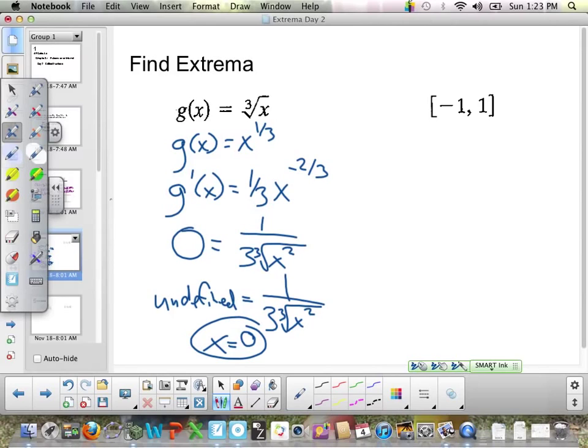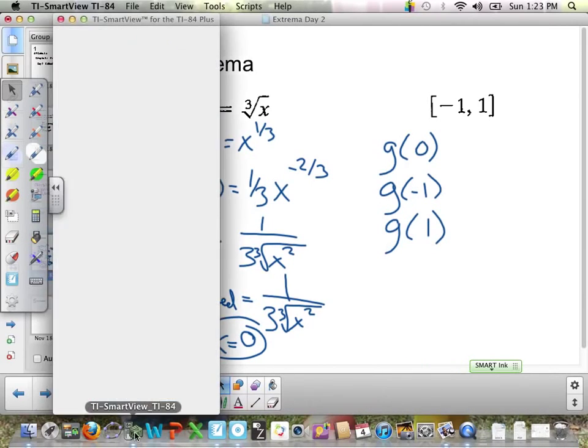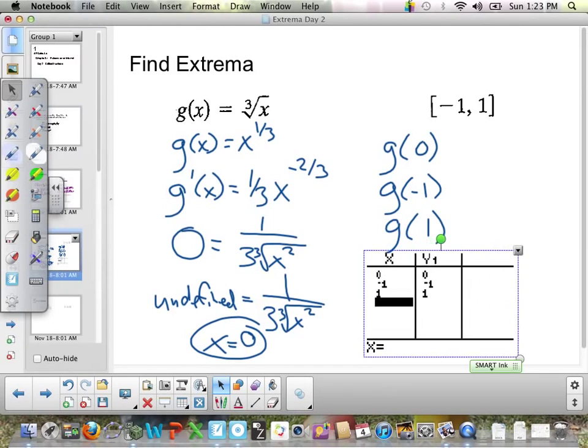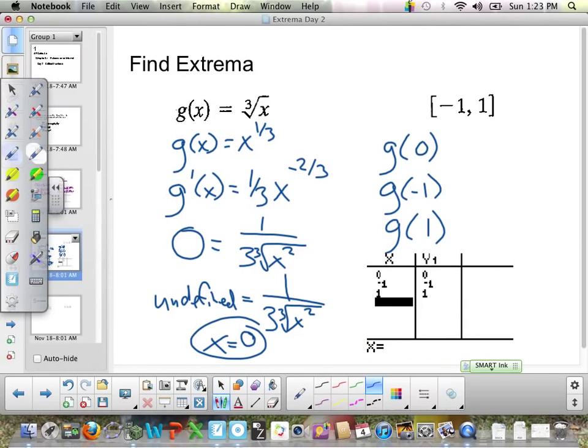0 is in our interval, so we just check our critical number and our two endpoints. So our function is the cube root of x. And we'll look at that on the table, checking 0, -1, and 1. And we can see that our maximum is 1. It occurs at x equals 1. And our minimum is -1. And it occurs at x equals -1.